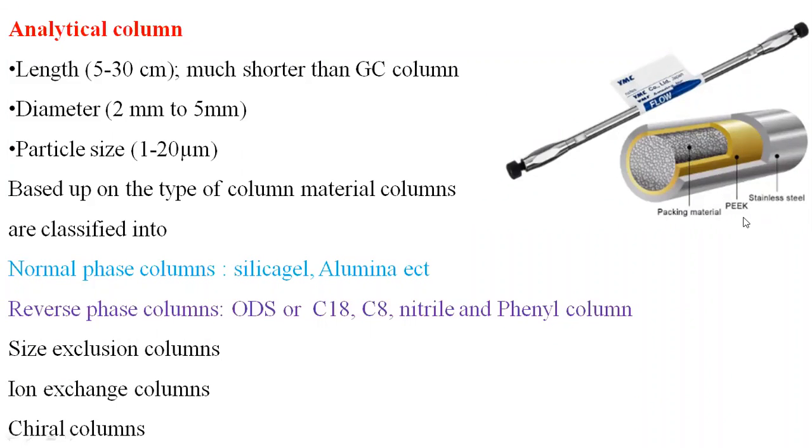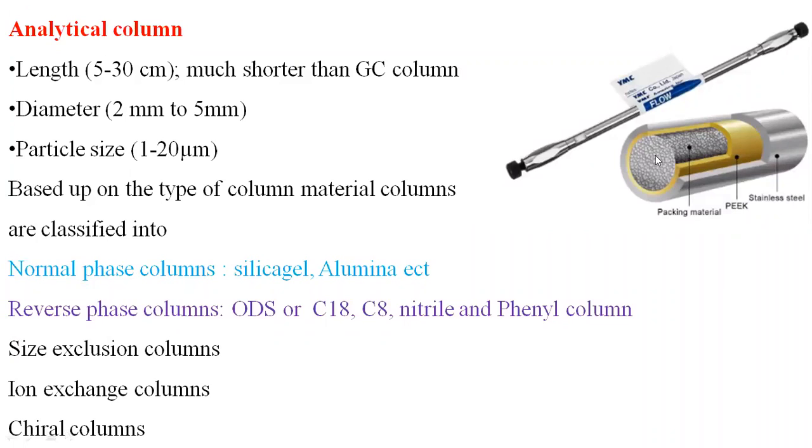PEEK is nothing but polyether ether ketone. In the stainless steel, the inner surface is coated with PEEK. Then the column is filled with the stationary phase materials.